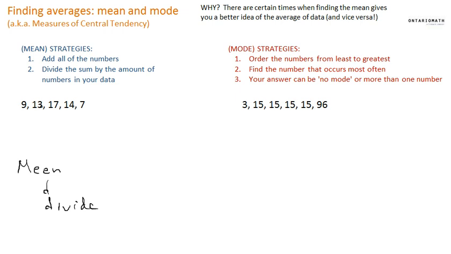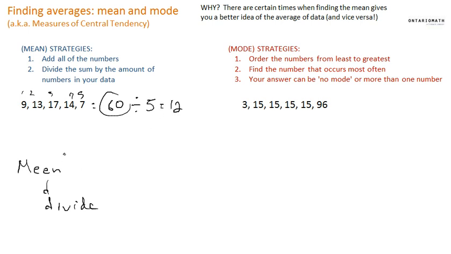So we have to add 9 plus 13 plus 17 plus 14 plus 7, and you could either type it in the computer or do it longhand. I already did it on the side here. If you add all of them up, it equals 60. Second step, we have to divide this sum of 60 by the amount of numbers in your data. There are 1, 2, 3, 4, 5 numbers, so I'm going to do 60 divided by 5, which equals 12.